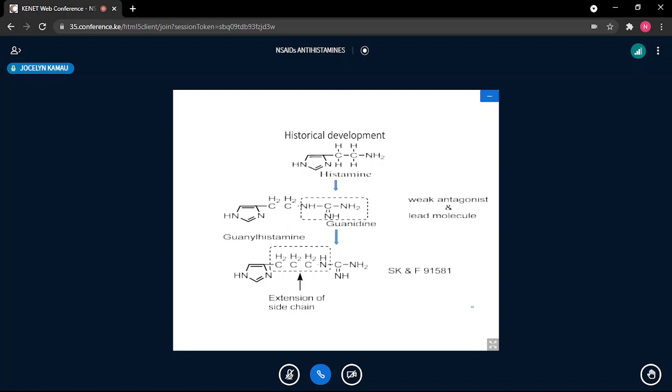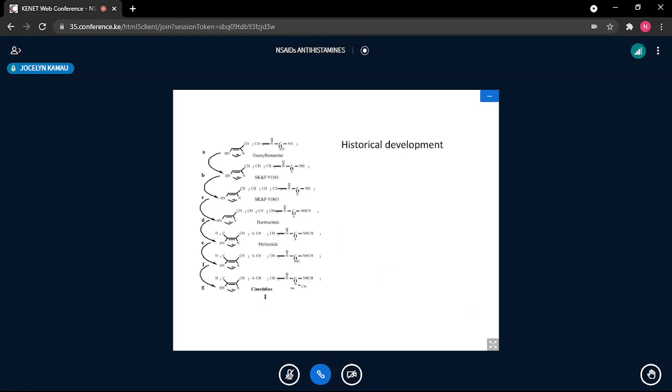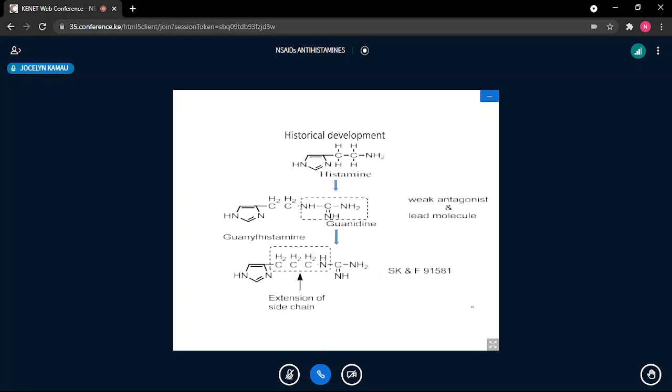So I want us first to look at the historical development. Yes, I want us to look at the historical development. First of all, we look at it, seeing the actual things that were being done so that we can be able to understand the notes. So we are saying, of course, our endogenous compound is histamine.